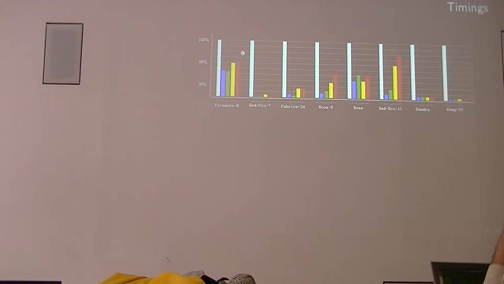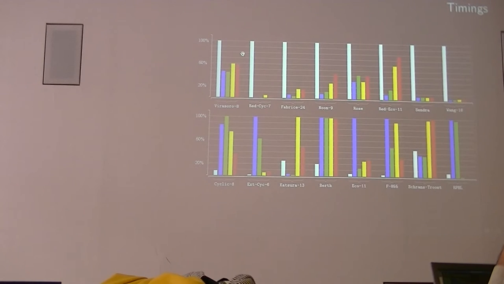As you can see, for example, this red Cyclic 7 is really, really faster. You can see here in all examples, also in the strong examples, we are really, really faster. But you also see that in some cases, the incremental ones are way faster than the non-incremental ones. But the point is, the world does not only consist of this one row, but also of this one row.